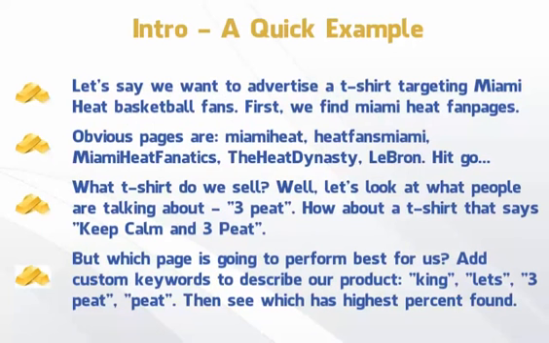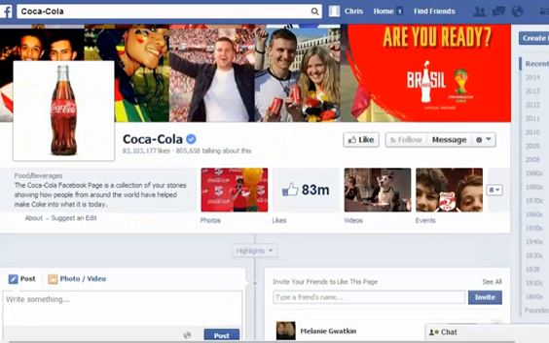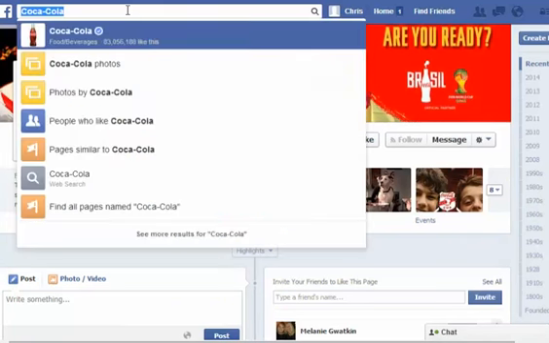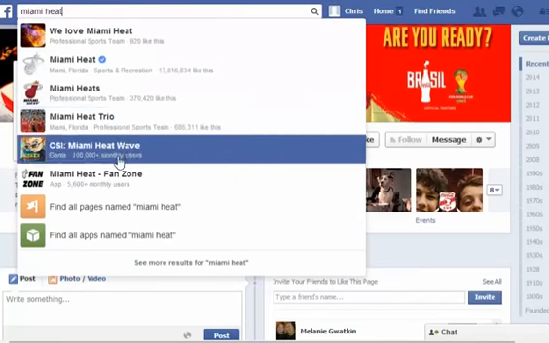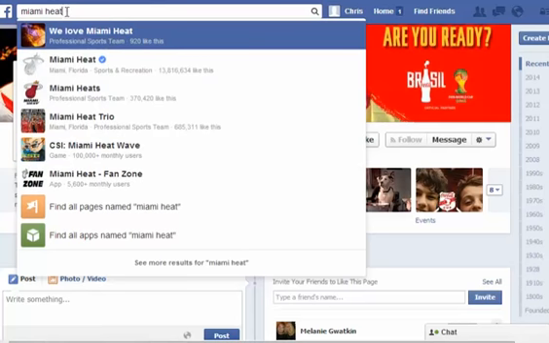Let's say, for example, that we want to advertise a t-shirt targeting the Miami Heat basketball team. So essentially we want to find people who like the Miami Heat and of course like fan pages that relate to the Miami Heat basically. So if I just go over to Facebook and do a quick search and just type in Miami Heat, then it'll bring up a list of possible pages we can target.